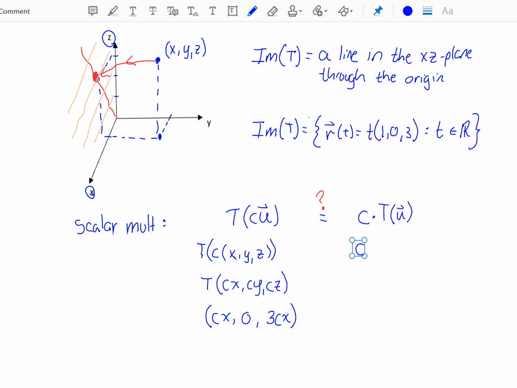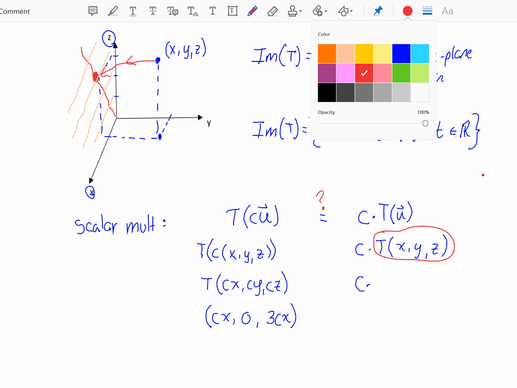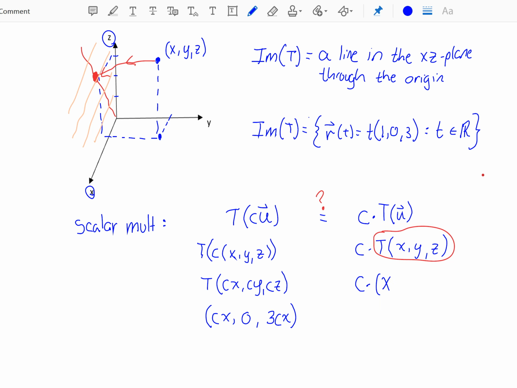So first we'll look at c times T of a typical element in your domain. Now we'll apply T to this ordered triple. Of course, when you apply T to that ordered triple, we get back x, 0, 3x. We can distribute our scalar c to get cx, 0, and 3cx. So here we want to notice that yes, the left-hand side and the right-hand side are equal, and this transformation does preserve the operation of scalar multiplication.